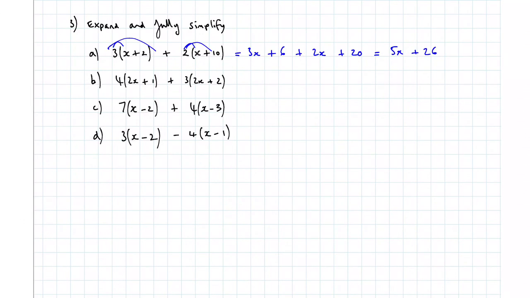And if you do the same on the next one, you should get the answer 8x plus 4 plus 6x plus 6. And if you collect those together, that's 14x plus 10. And if we keep going, 7x minus 14 plus 4x minus 12. Collect your x's, 11x, that's easy. It's this bit that's a problem for some of you. Minus 14, take away 12 more. When you start getting these right, that's minus 26. If you're on minus 14 and you take away 12, you end up on minus 26.